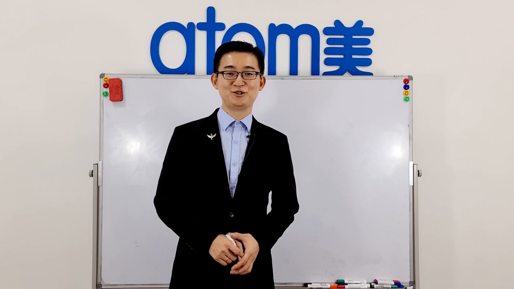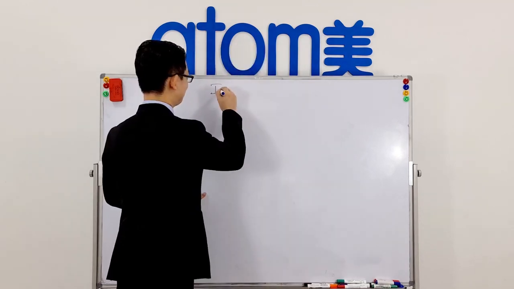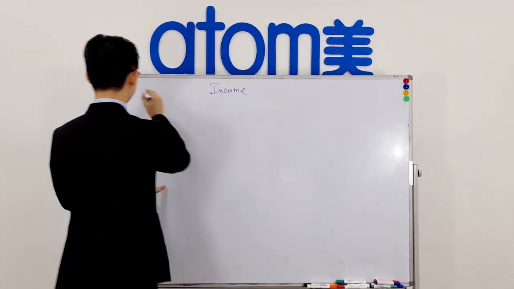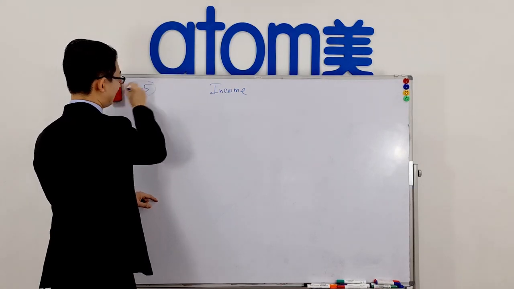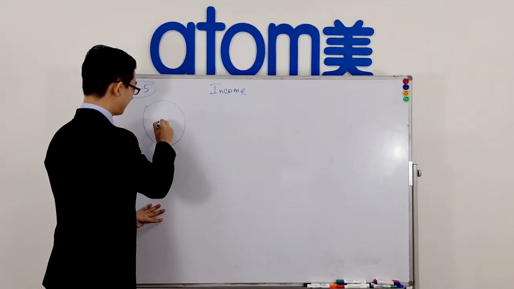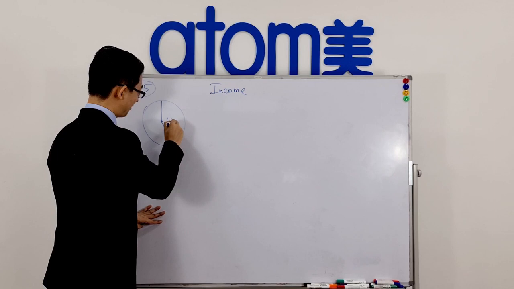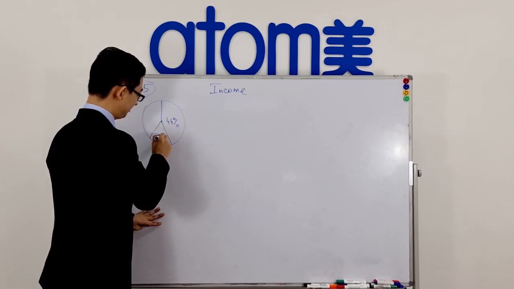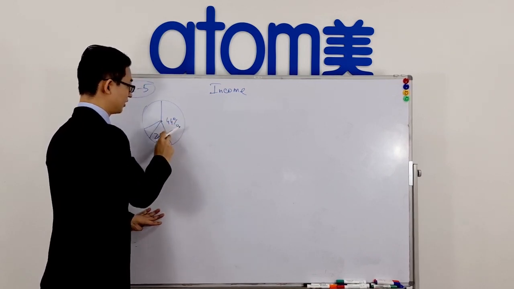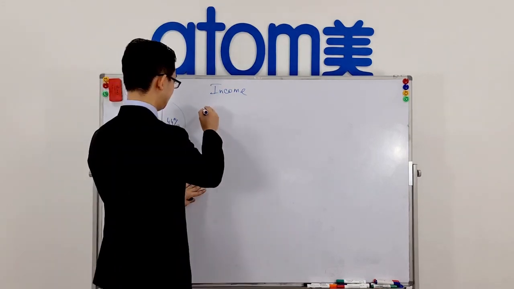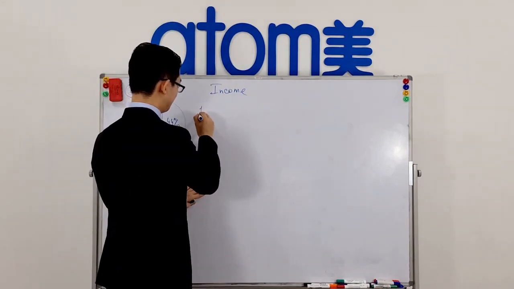It's time to talk about the money. Income. How much money do we actually get? Video number 25. Let's draw my favorite diagram and we'll focus on these two parts of income, 44% and 20%.